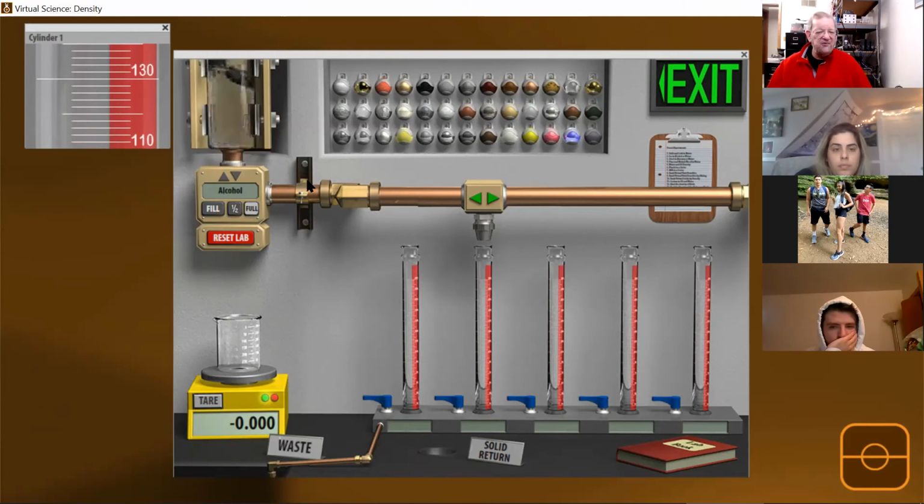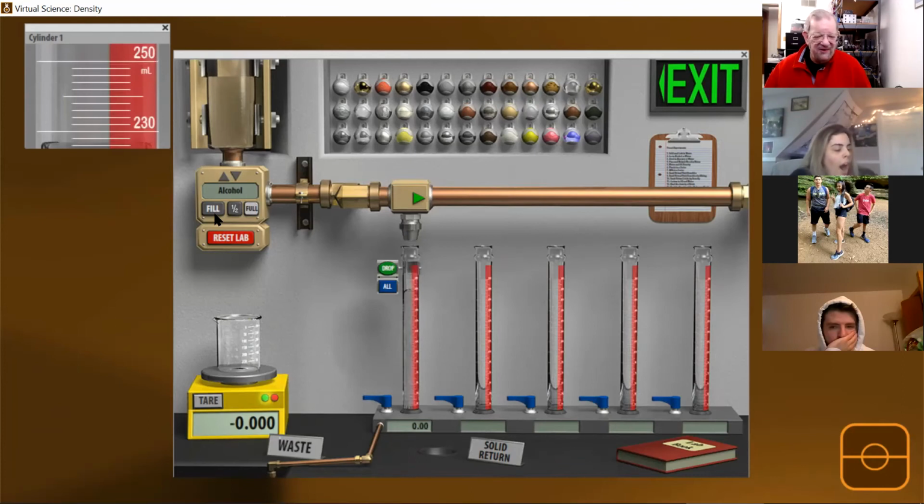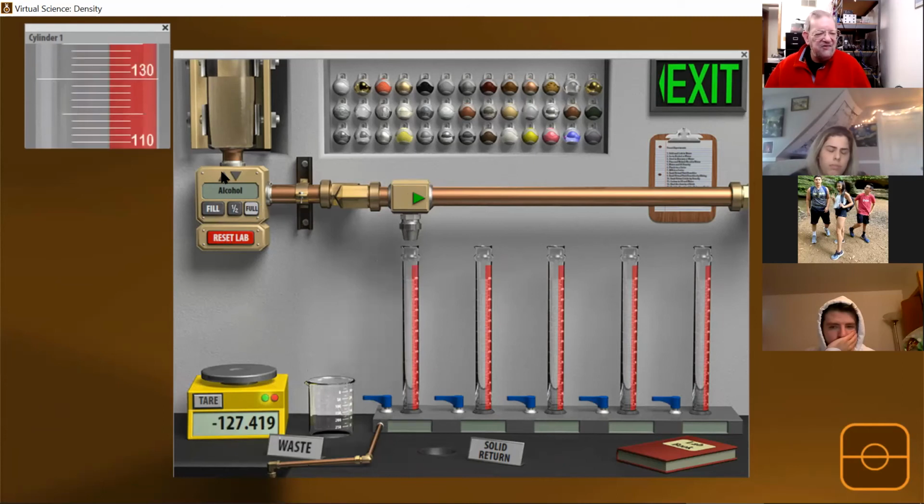I think alcohol is one. You can keep it here, or this arrow moves this over to different graduated cylinders. You click on fill, and there you go. Measure the volume, measure the weight. And that's how you do liquids. Now, let me flush this. Let's get back to water. I always go the wrong way.